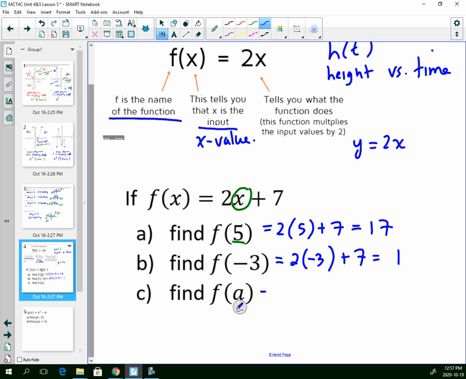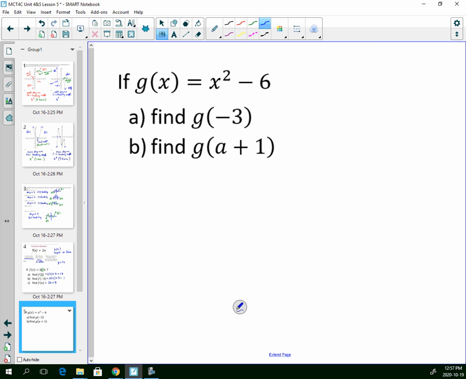It doesn't have to be a number. It could be a letter or an expression. So it says, well, what if x was a? So I'm going to replace x with an a. And then the only thing I could do at that point is simplify if possible. That one there's nothing to do, so that's my answer, a plus 7. I might be able to expand brackets. I might be able to collect like terms, but it doesn't always have to be a number. It can be a letter as well.